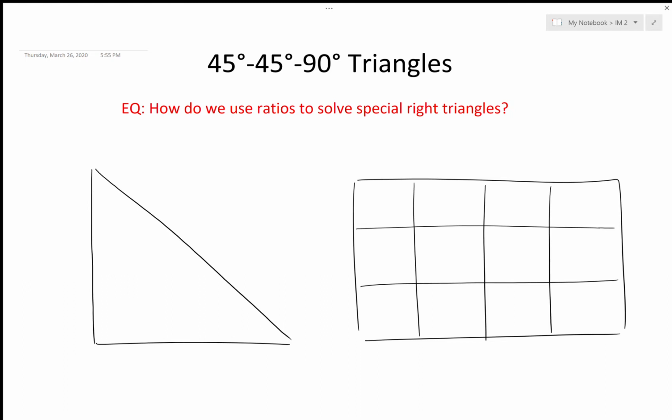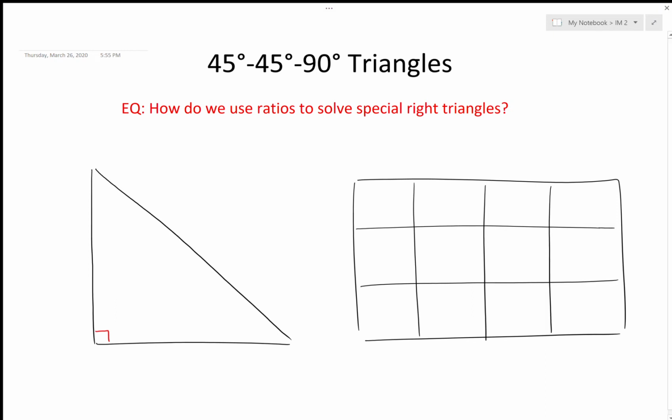Today we're looking at 45, 45, 90-degree triangles. So we're talking about special right triangles. Tomorrow we're going to see a different type called the 30, 60, 90. In looking at today's, we're all about 45, 45, 90-degree triangles.